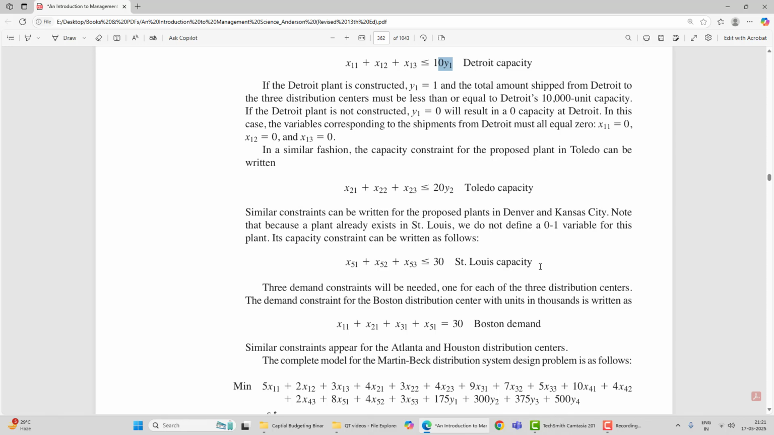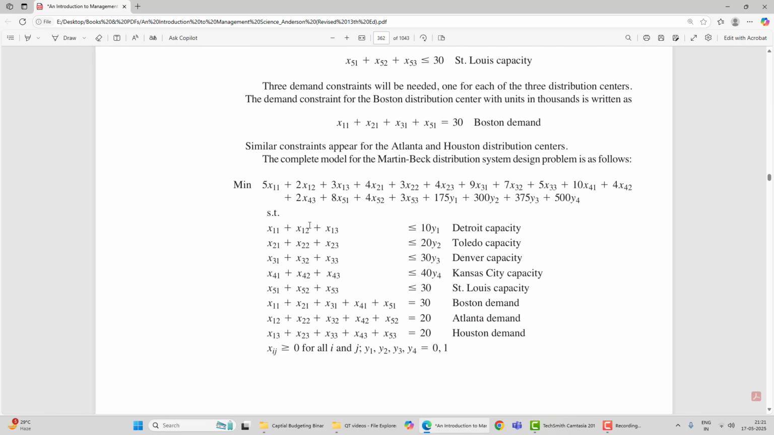So if there is a confusion in your mind, better to watch the transportation and transshipment videos before you come here, so that there will be clarity. So x11 plus x21 plus x31 plus x41 equal to 30, Boston demand. So in that manner we will keep everything here.